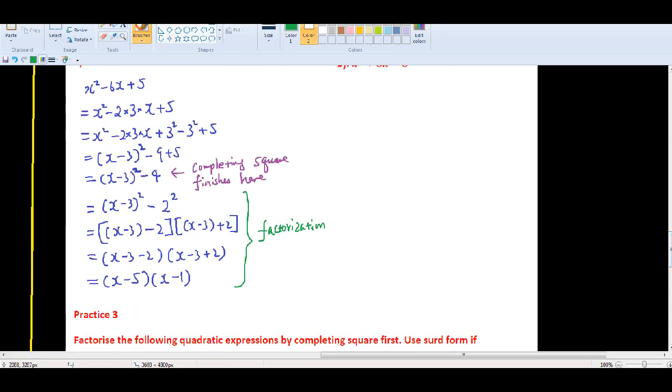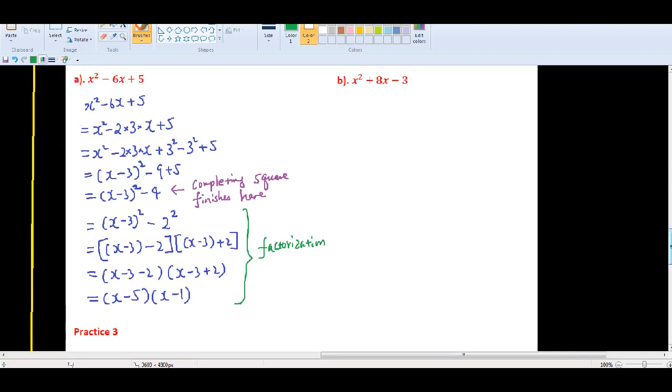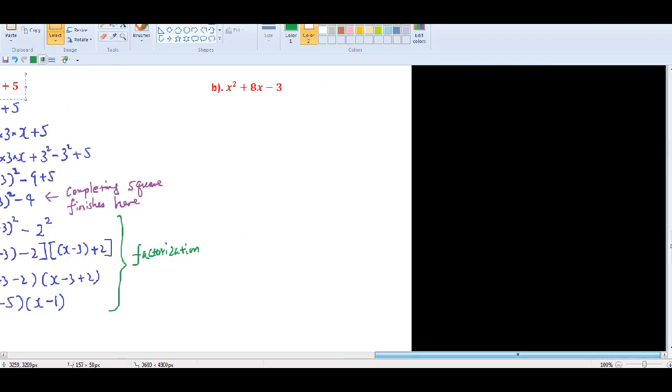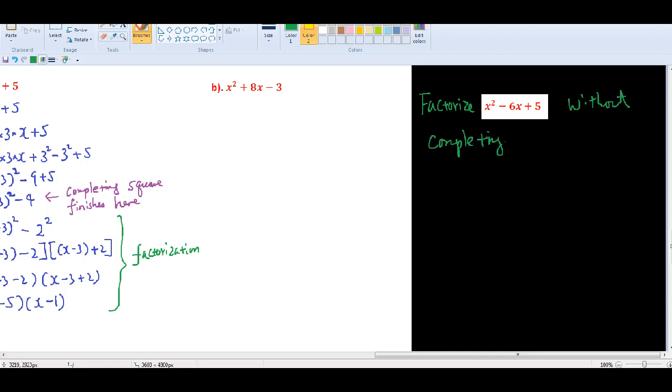You see what we've got here is (x minus 5)(x minus 1). Looks familiar to you, right? Actually for this one we can do it another way. Let me show you how we could do it another way, so you can make a comparison. Let's say we try to factorize this one without completing square. Is that possible? Without completing square, it is possible.